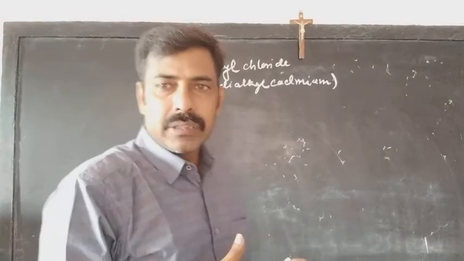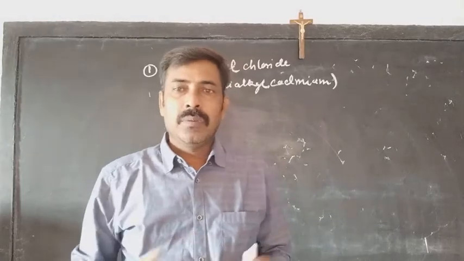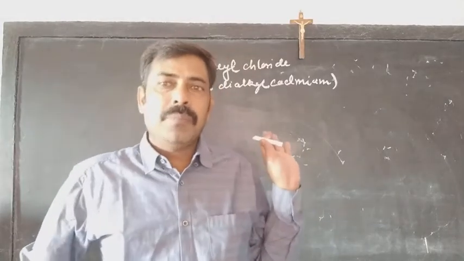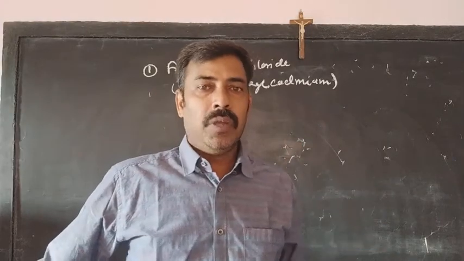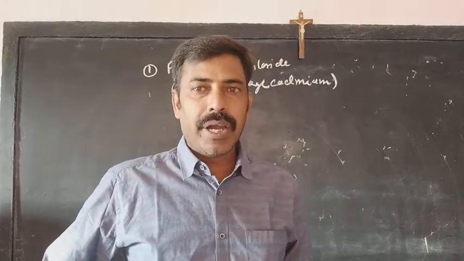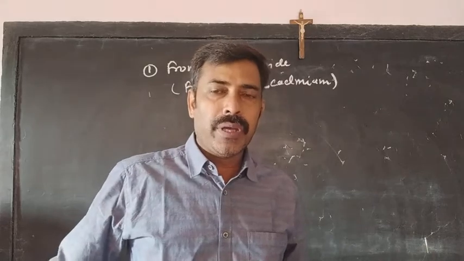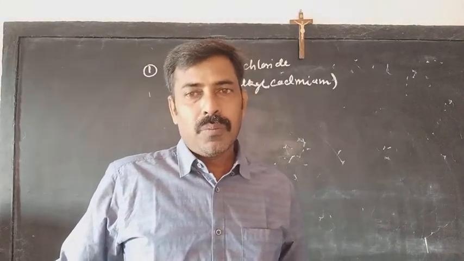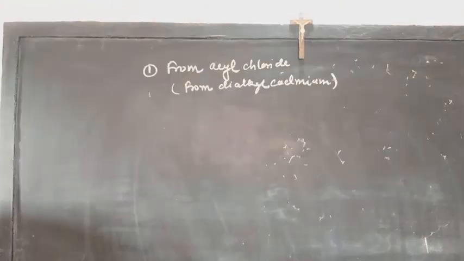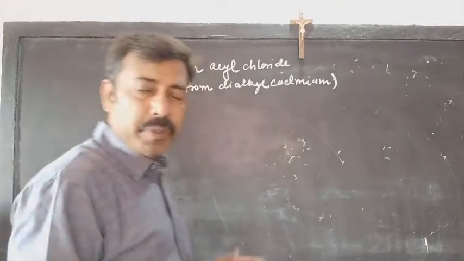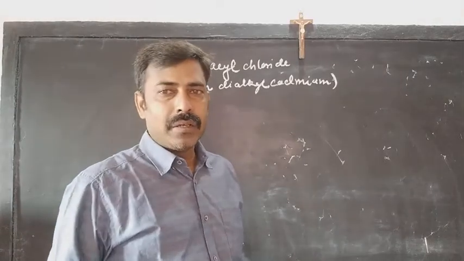Then the first reaction is the preparation from acyl chloride. The reaction is also known as the preparation by dialkyl cadmium. Then how will you prepare the ketone from acyl halide? Here we are trying to see. First of all, we will try to prepare the dialkyl cadmium.